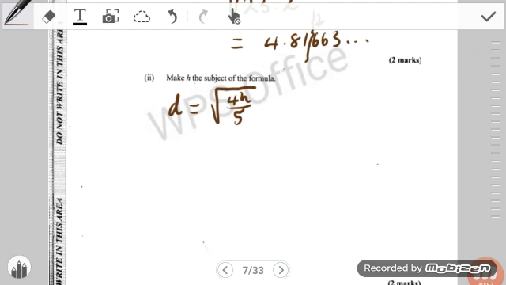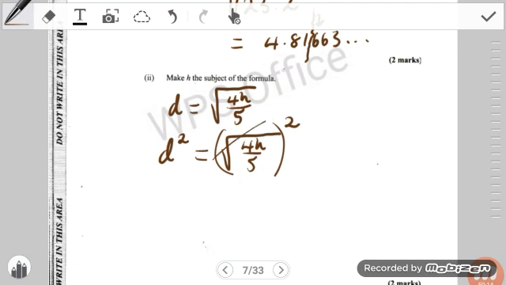So I'm going to be squaring the d, and I'm also going to be squaring the square root of 4h over 5. So what that tells me now is that the square root will be cancelled by the square, and so I'm going to be left with d squared is equal to 4h over 5.